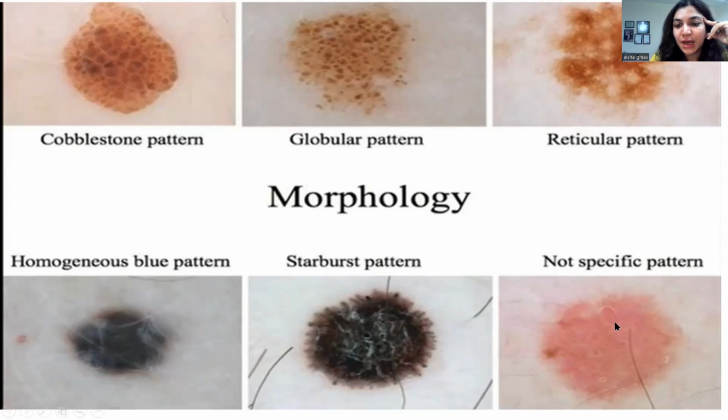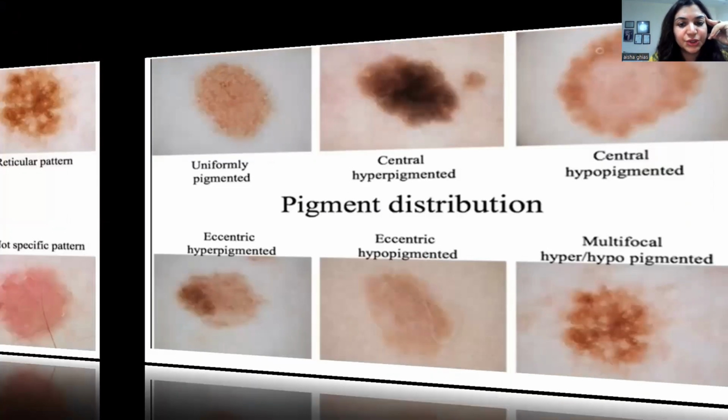And the last one on the right bottom is non-specific pattern. So there is really no specific pattern that you can confidently say it is. So it's a non-specific pattern. So this was the classification of melanocytic nevi based on their morphology. There are 2 more classifications to go.